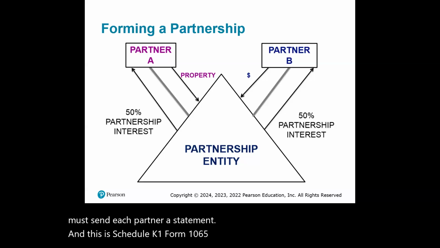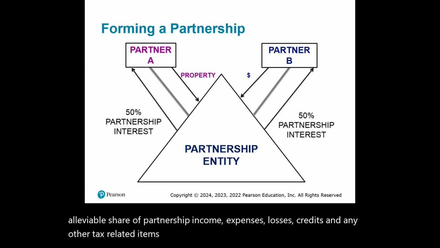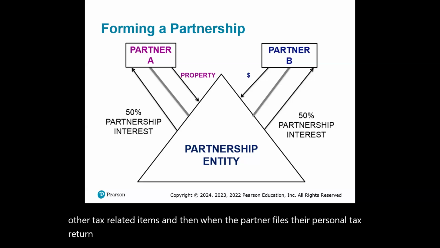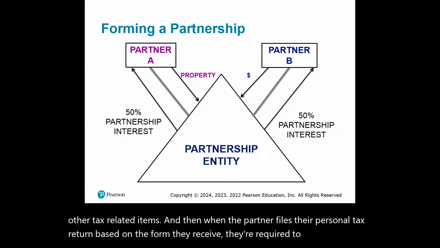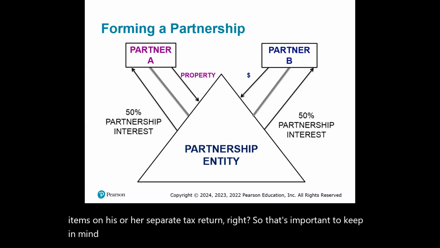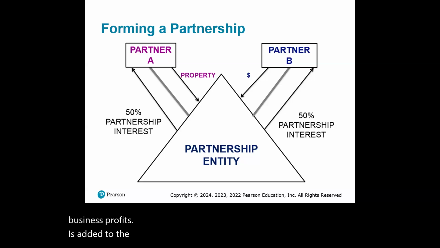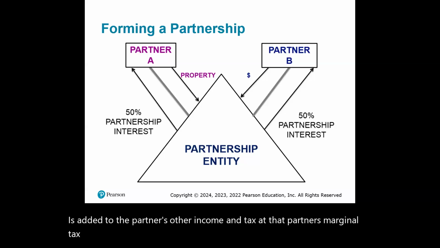It essentially reports the partner's allocable share of partnership income, expenses, losses, credits, and any other tax-related items. And then when the partner files their personal tax return, based on the form they receive, they're required to report these items on his or her separate tax return. Right? So that's important to keep in mind. Similar to a sole proprietorship, the partner's allocable share of business profits is added to the partner's other income and taxed at that partner's marginal tax rate.